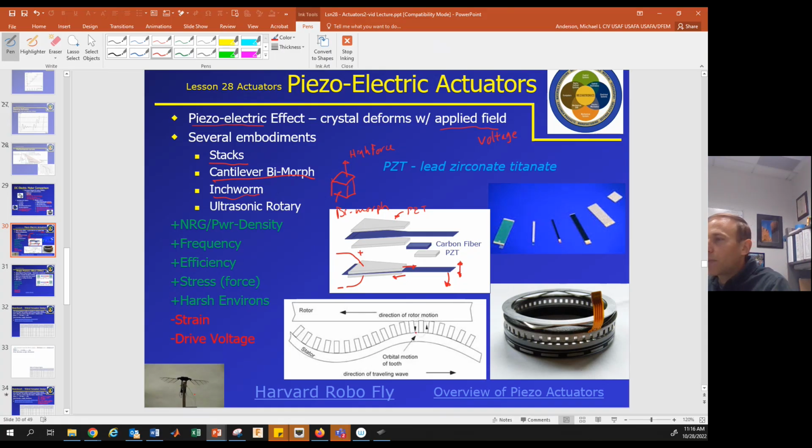Another option is this inchworm, and that's shown here. You can make piezoelectric crystal, if shaped a certain way, vibrate in the shape of a wave like this. And this wave will travel through the material. And these little guys act like feet and can push this rotor to the left.